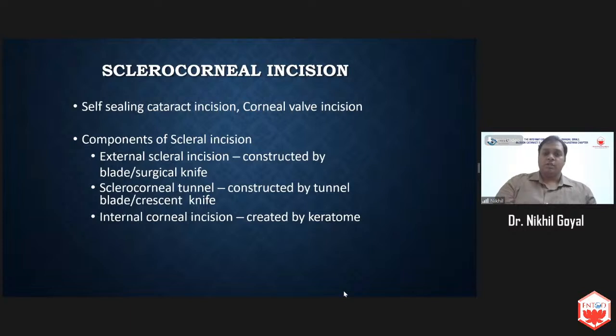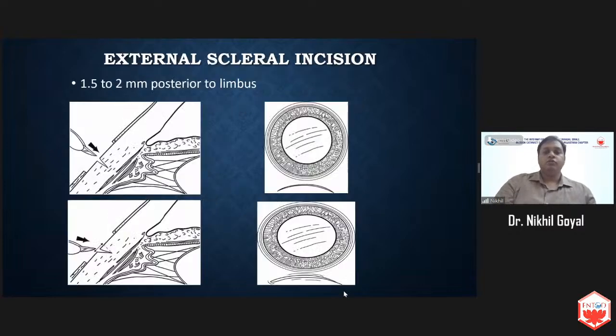The external scleral incision can be given with a surgical blade or a surgical knife or with a crescent knife also. The sclerocorneal tunnel is made with a crescent knife, which is beveled up. And the internal corneal incision is given with a keratome, which is beveled down. So firstly, the external scleral incision.